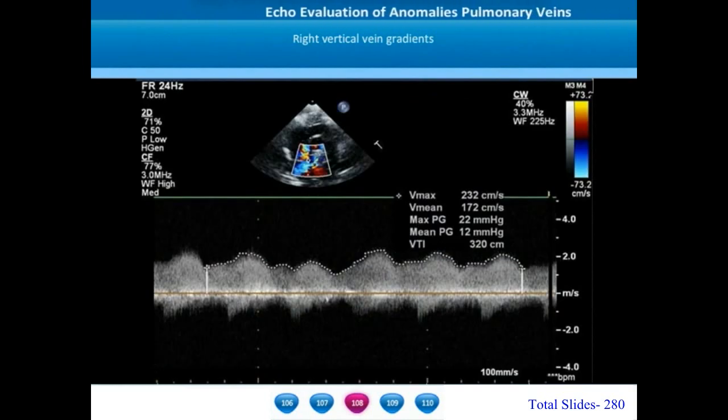From the suprasternal view, this right vertical vein obstruction caused by the right bronchopulmonary vase is measured, and there is a mean gradient of 12 millimeters of mercury.